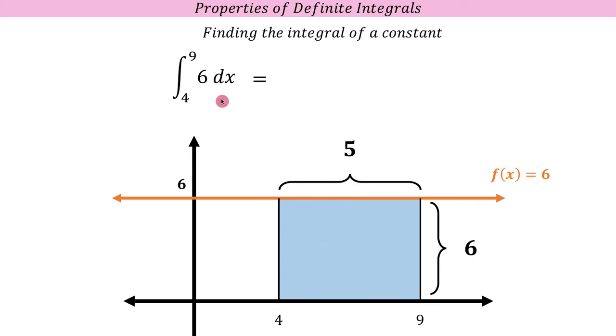So when you are performing a definite integration of a constant, all you do is take that constant, then subtract the terminals from each other to find the width of the rectangle. So 9 minus 4 is 5, so 6 times 5 is 30. The area here would be 30, and that would be the answer to that definite integral. So as you can see, it's a pretty simple, intuitive property, but it really helps having that visual. So that's what you do when you're finding the integral of a constant.